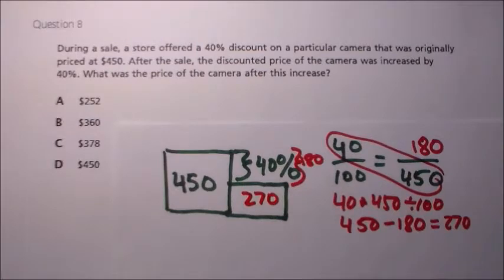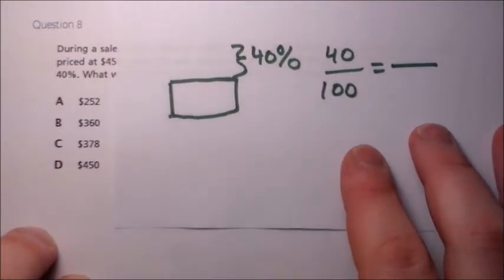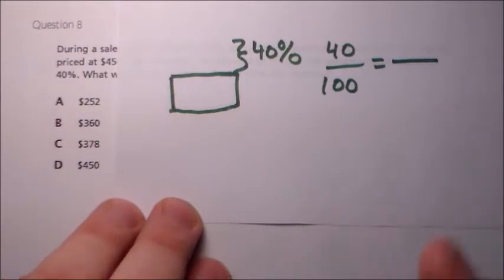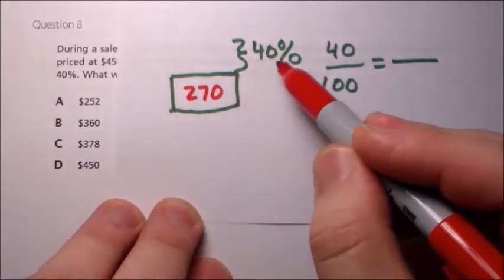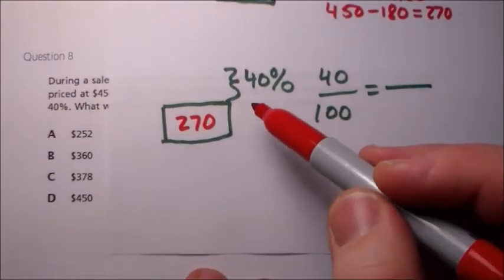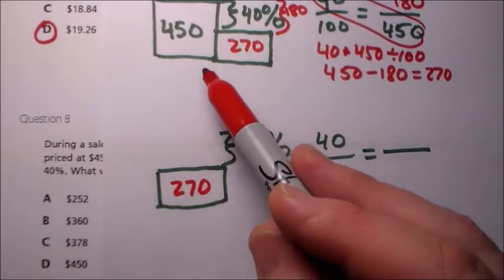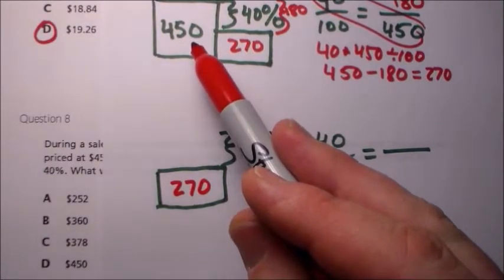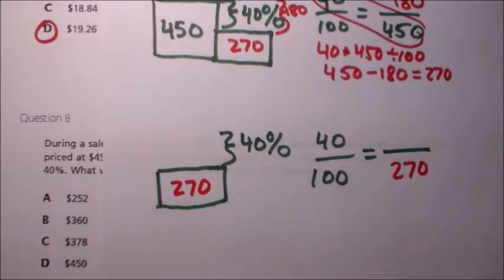Okay, so you have a sale, $450 camera, and now it costs $270. We're good. Let us add 40% to 270, right? Because first you lose 40%, then you add 40%. So now 270 is getting a bump of 40%. Well, we have a different base here. It used to be the base was 450, now the base is 270.